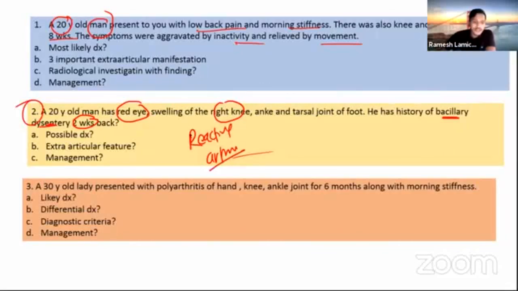So question number 3. A 30-year-old lady presented with polyarthritis of the hands, knee, ankle joint for 6 months with morning stiffness. So for polyarthritis, keep three diagnoses in your mind: one is rheumatoid arthritis, another is SLE, and another is viral arthritis. It can be any of those.